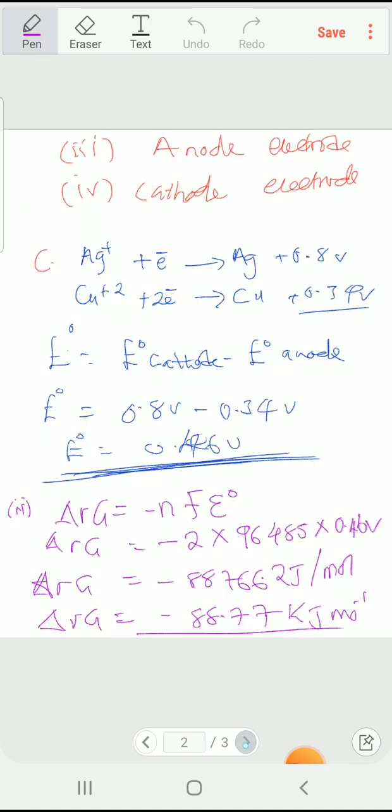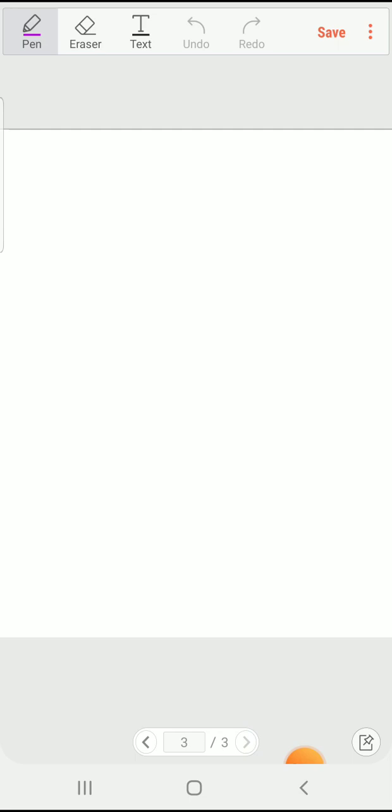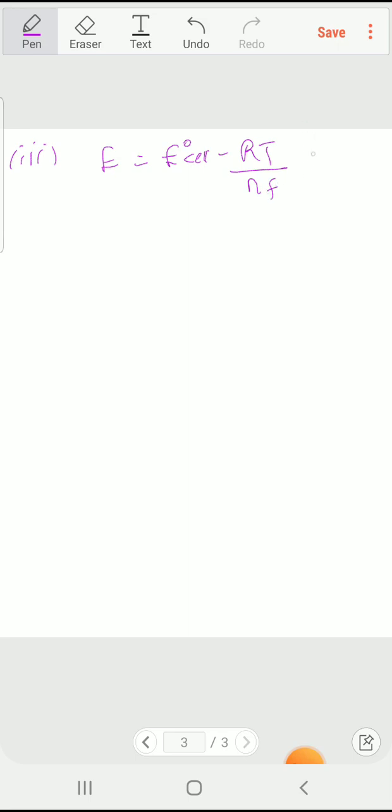So now, for us to find the E cell, this is the last question, which is on that part. E is equal to E standard minus RT over NF in Q, like that one. So this is the formula that we are going to use now.